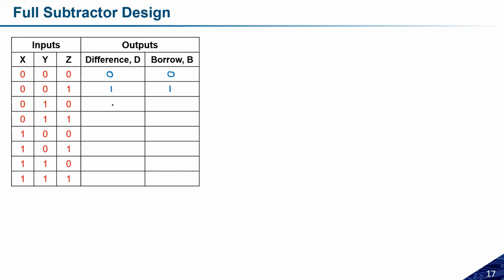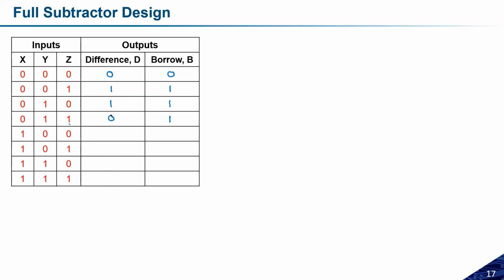Next case, this will be similar to the previous one, 1 and 1. If you talk about this one, 1 minus 1, that will give you the next case. If you talk about 0 minus 1, one borrow will be there, and the difference will be 1, and then 1 minus 1, that will give you 0.